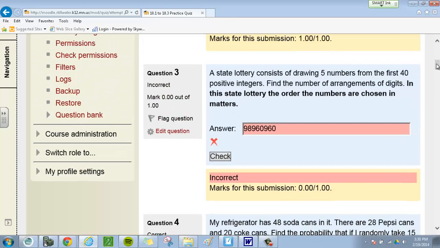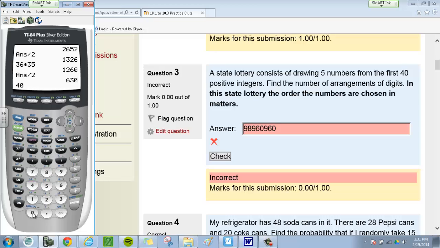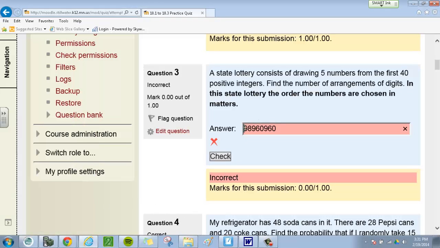Okay, state lottery consists of drawing 5 numbers from the first 40 positive units. Find the number of arrangements of digits, right? Order matters in the state lottery. Okay, so this was supposed to be just a simple 40 permutate 5. And it would, oh, did I forget? 7, 9, 8, 9, 6, 0. Forgot the 7. See? Don't forget those things.